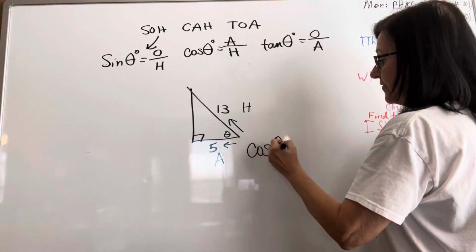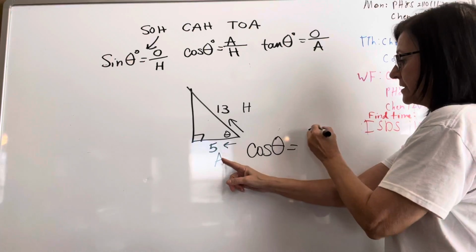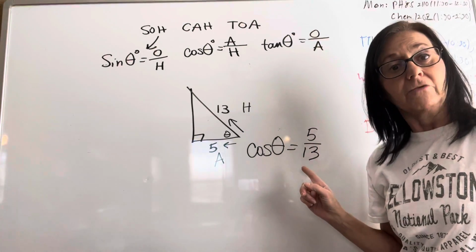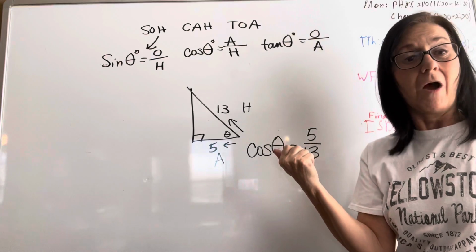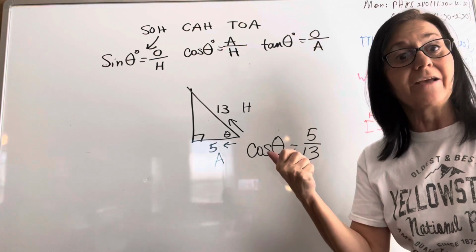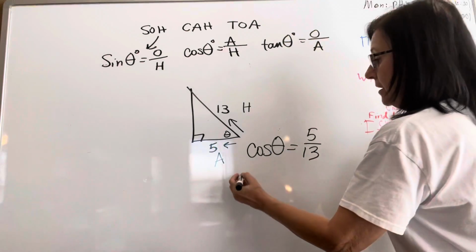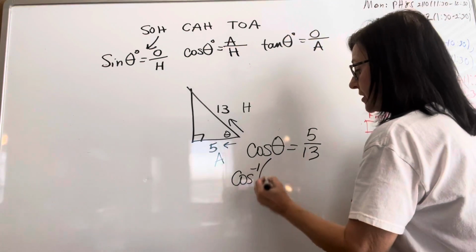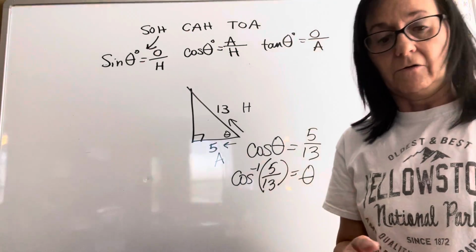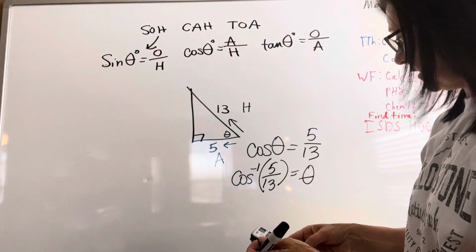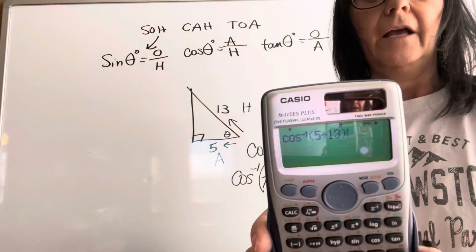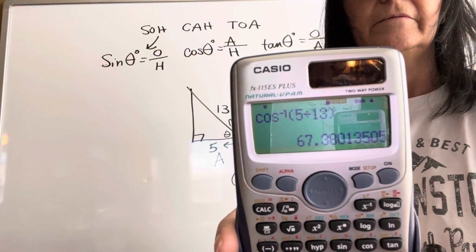So the cosine of theta is going to equal the adjacent over the hypotenuse. When I solve for the angle, that's when I swap my x and my y values, and I use inverse operations. I swap the angle and the ratio. So we do inverse of that ratio is going to equal the angle. So shift cosine, 5 divided by 13, and you get the angle. All right.